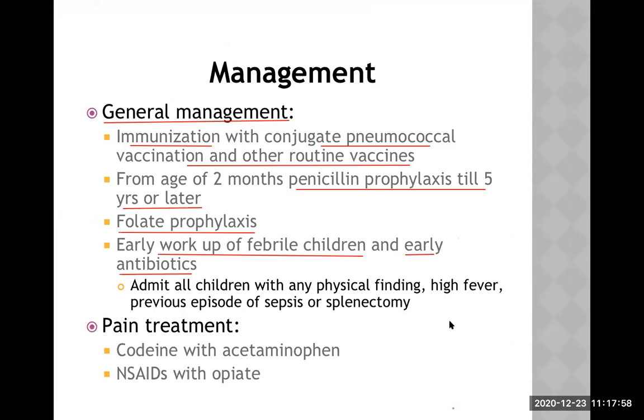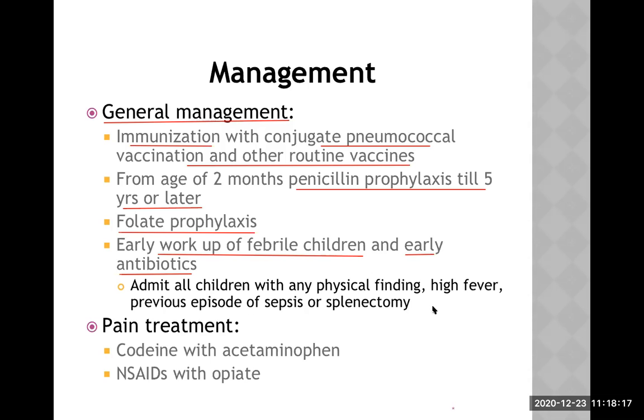I need to do investigations. I need to go for CBC. I need to go for blood culture, chest x-ray, urine routine examination and culture, and if necessary, I need to go for bone marrow aspiration as well. So try to find out which infection is there and go for the early antibiotic.